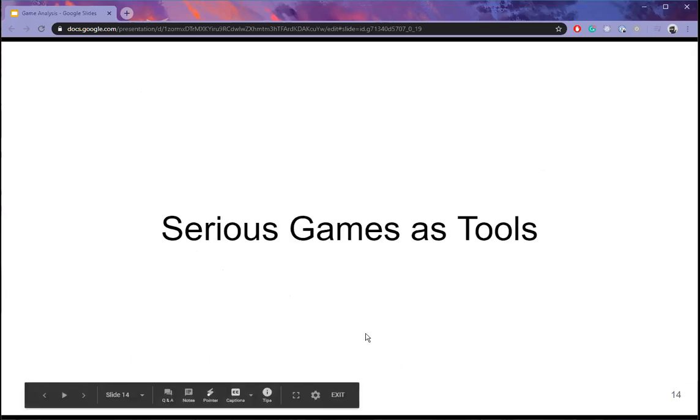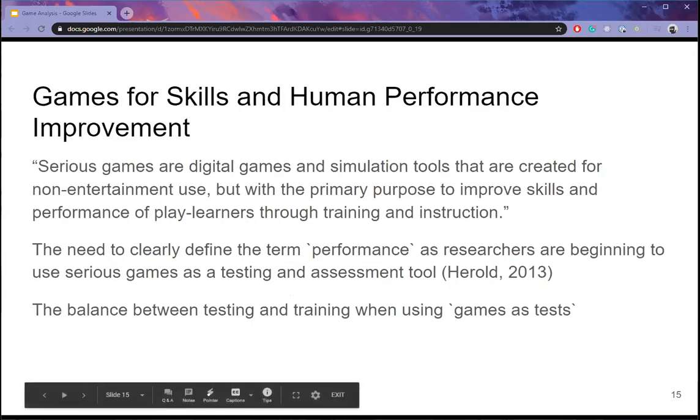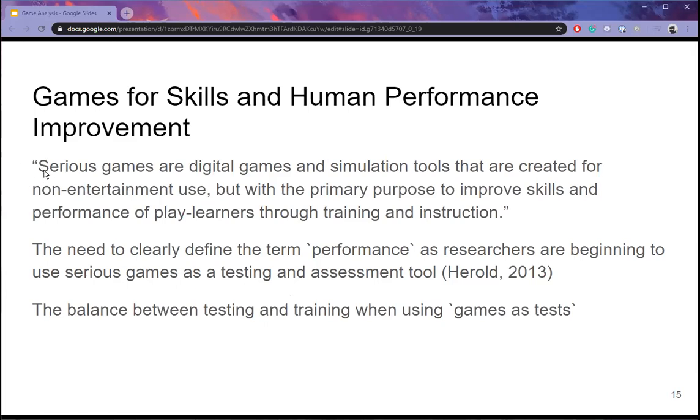Okay, now we're moving on to the serious game part. The first is we're going to talk about games for skill and human performance improvement. So here the authors of the paper inject a primary purpose into the serious game definition. If I quote them here, serious games are digital games and simulation tools that are created for non-entertainment use. That's the original one, but then they inject, but with the primary purpose to improve skills and performance of learners through training and instructions.